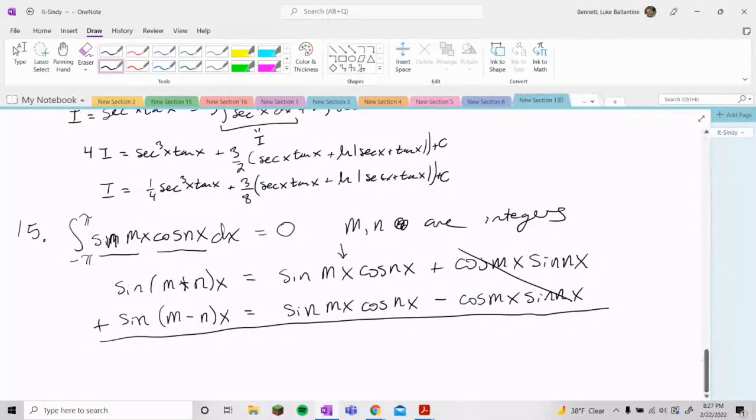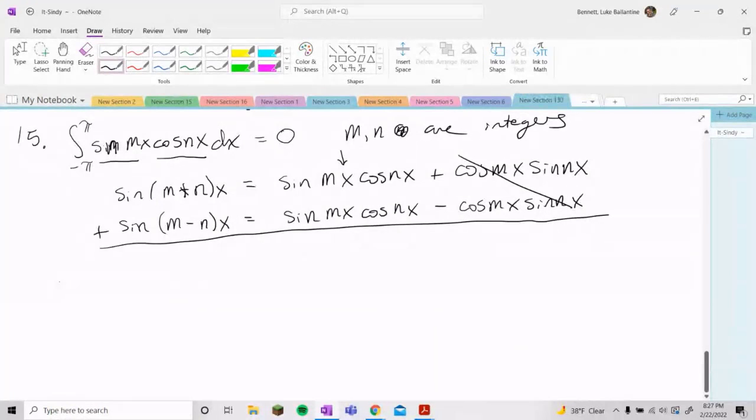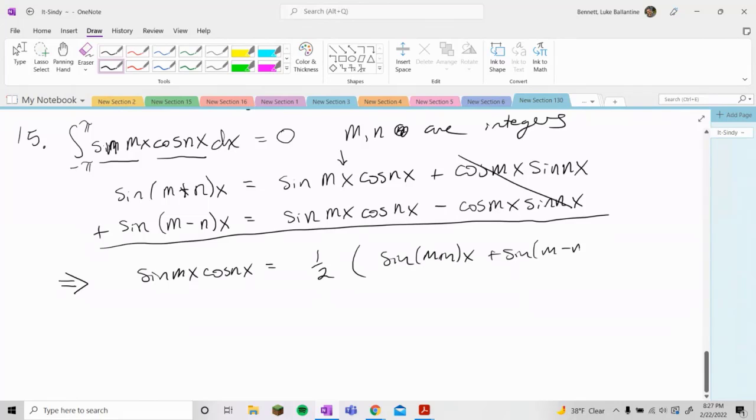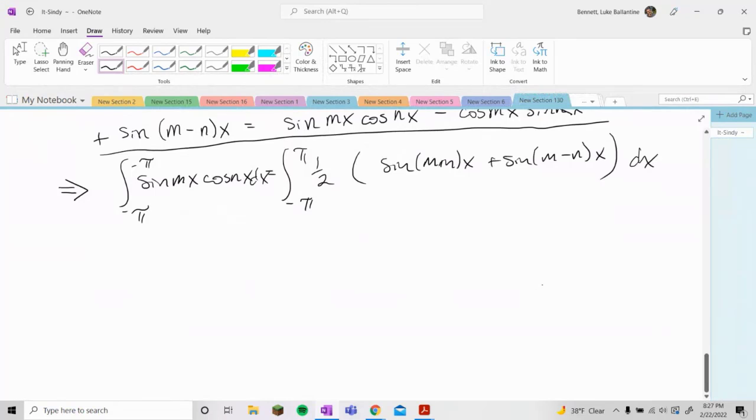Right here we get twice our integral. So that means that sine mx cosine nx is equal to 1/2 times sine (m plus n)x plus sine (m minus n)x. So we integrate, right? We're integrating this. This integral is this integral, and then we can solve the right-hand side integral very easily. So we want to show that this is 0 for integers m and n.